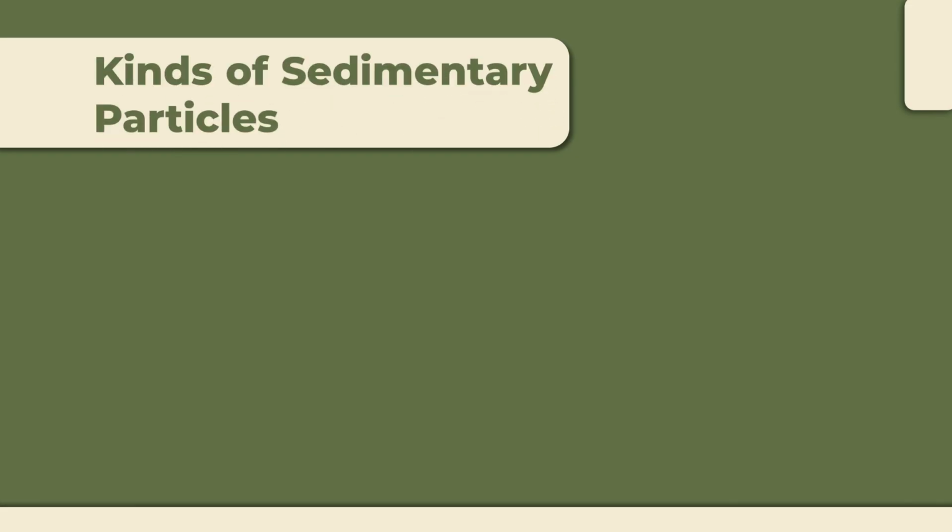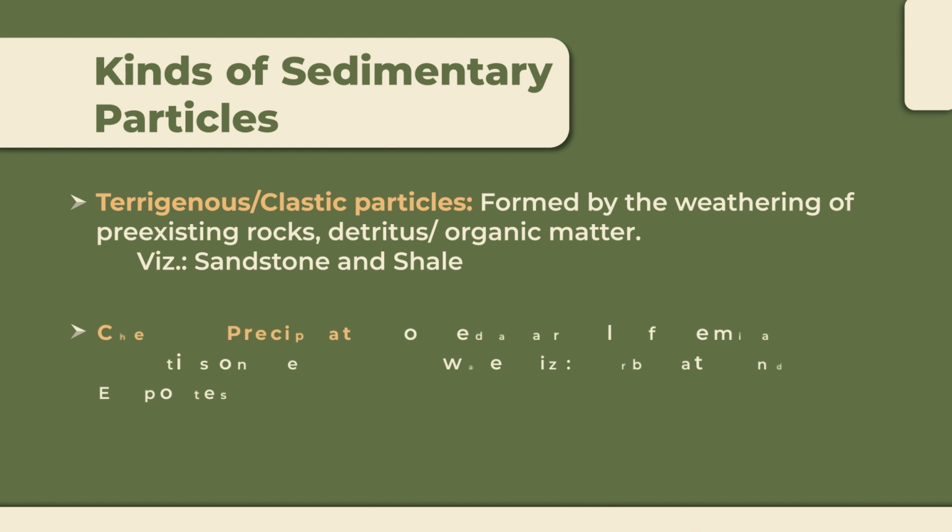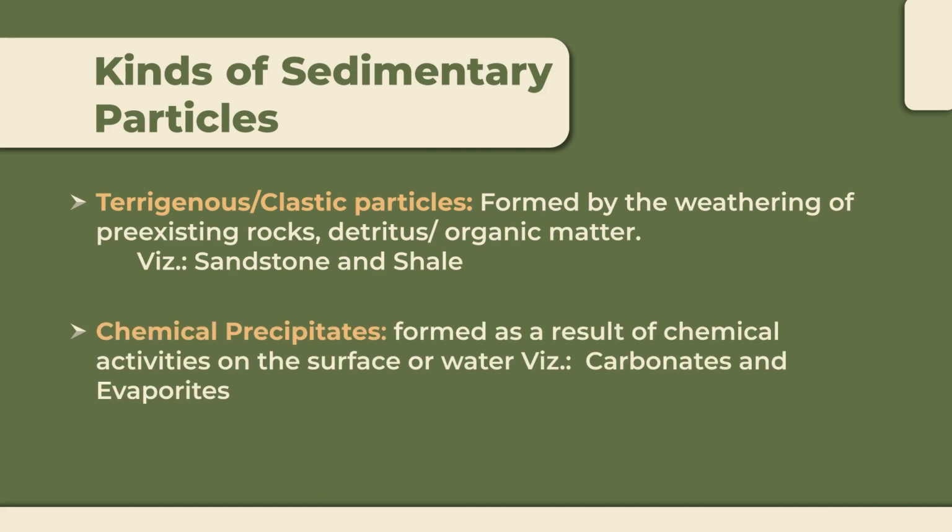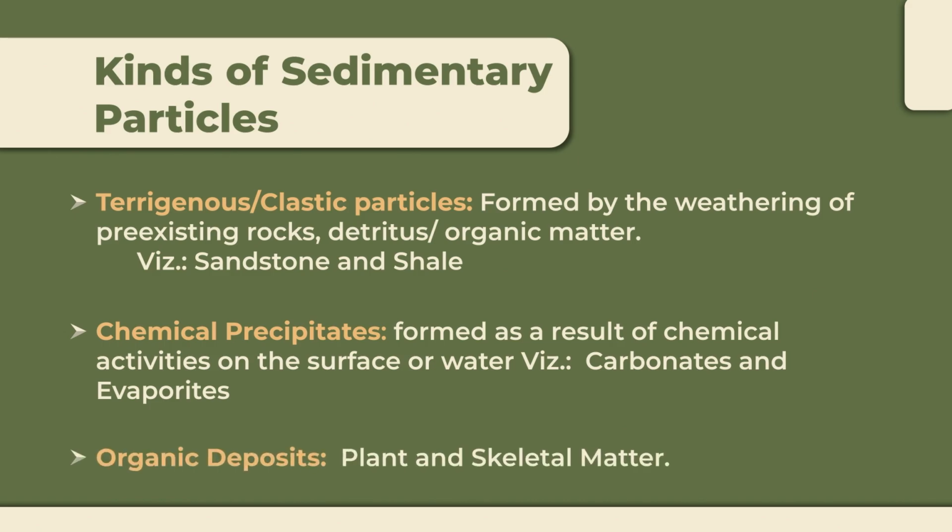The kinds of sedimentary particles: first, terrigenous particles. They are formed by the weathering of pre-existing rocks, detritus, organic matter, for example sandstone and shale. The chemical precipitates form as a result of chemical activities on the surface or in water. They produce carbonates and evaporites. The organic deposits are formed either by the effect of organisms on plant material, or the plant and skeletal matter directly produce a rock by biochemical processes.